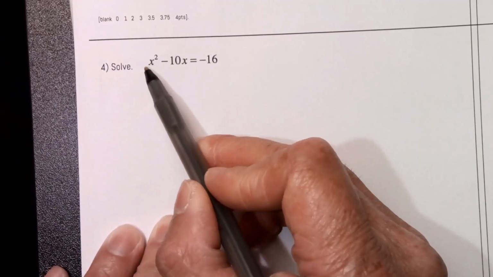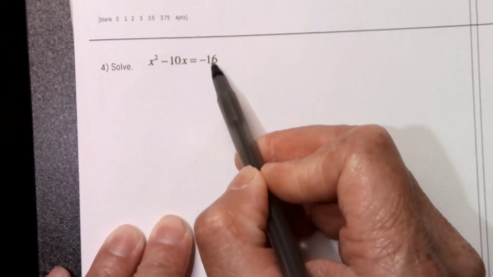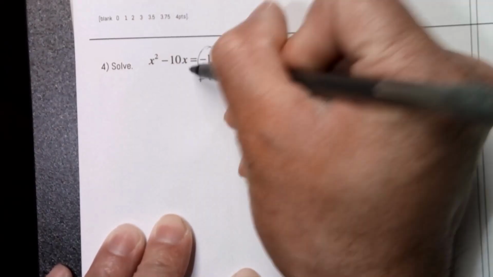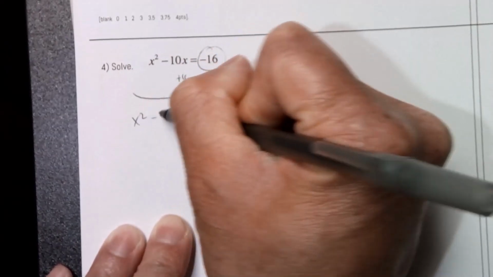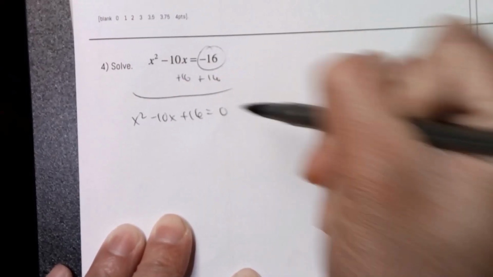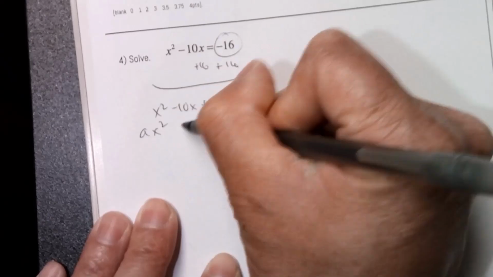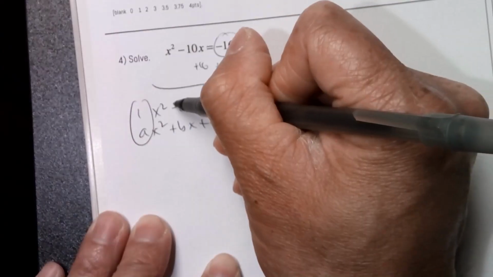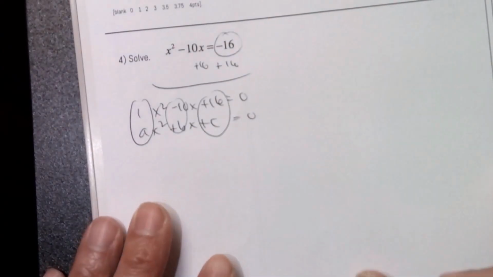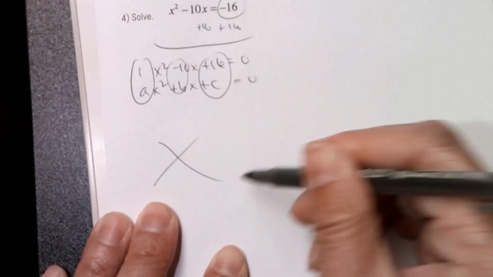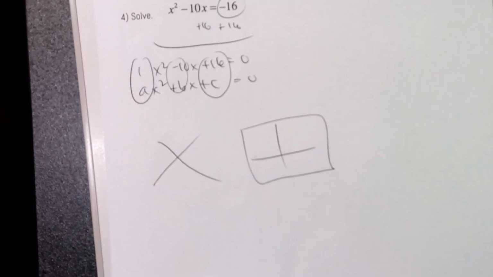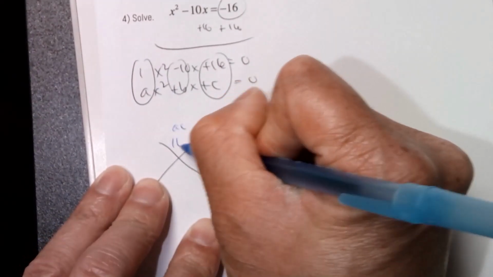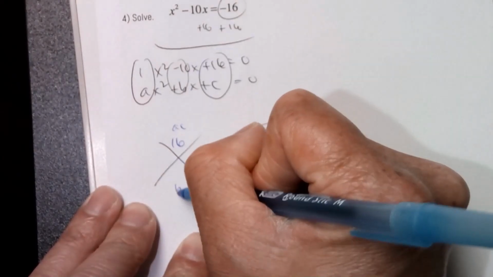Okay, question number 4. The temptation is A is 1, B is -10, and C is -16. Remember, you have to set that equal to 0. So add 16, x squared minus 10x plus 16 equals 0. Then we can get our A, B's, and C's. A is 1, B is -10, C is 16. Then we can put in our x box, A times C, so that would be 1 times 16. My B value is -10.